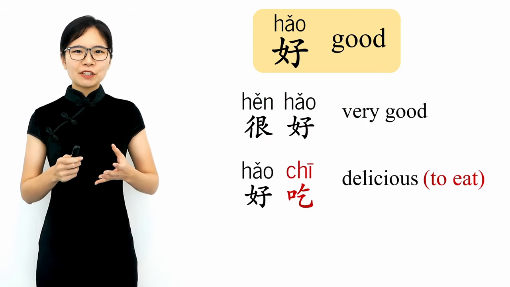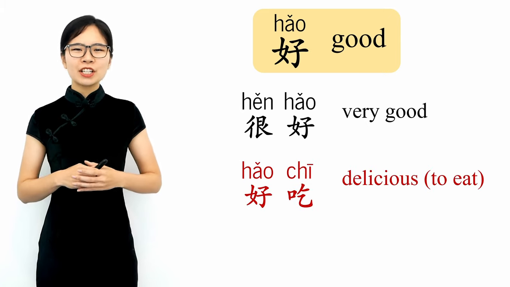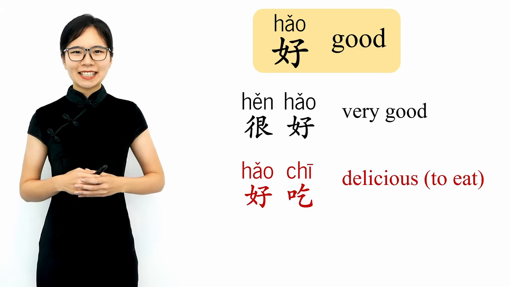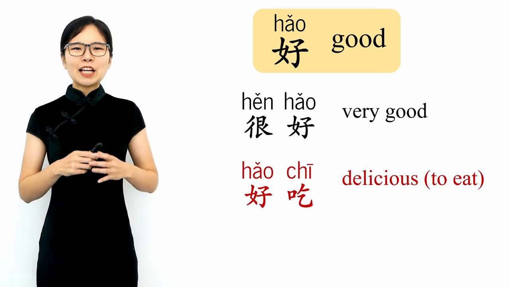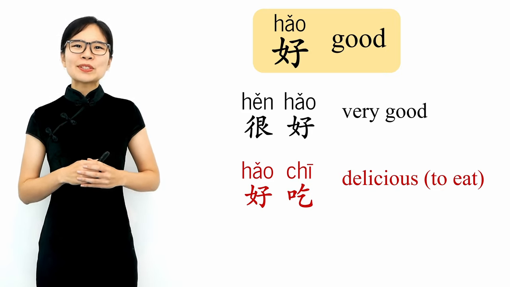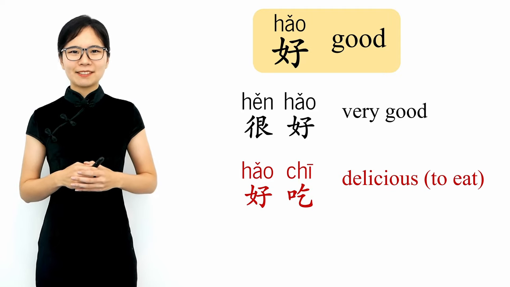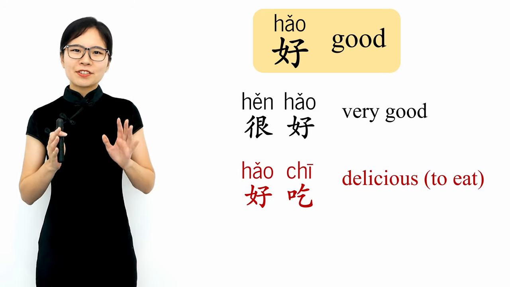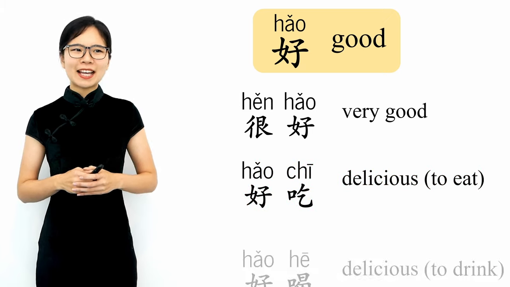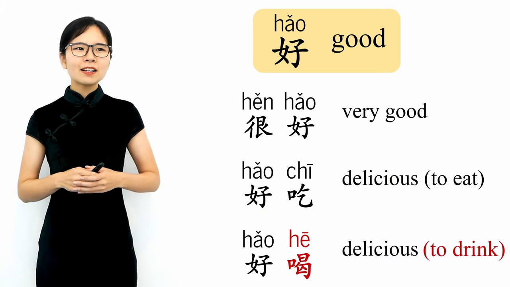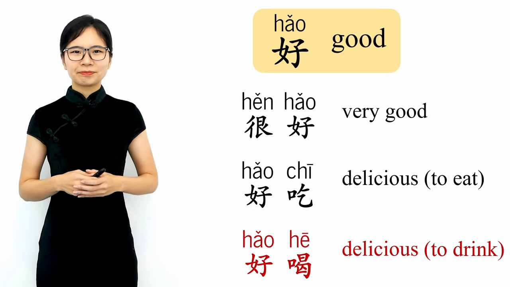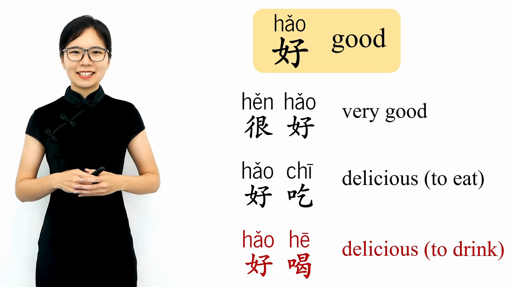好吃. The character 吃 means to eat and 好吃 literally means good to eat. In other words, delicious. Note that 好吃 is only used to describe food that is delicious. 好吃, 好吃, delicious. If you want to describe a drink as being delicious, you need to say 好喝. 喝 means to drink, so 好喝 literally means good to drink. 好喝, 好喝, delicious.